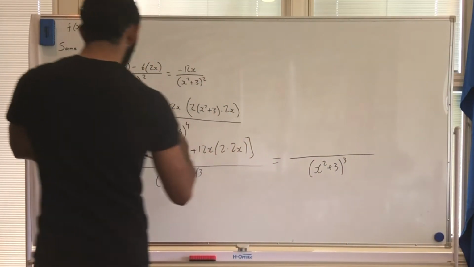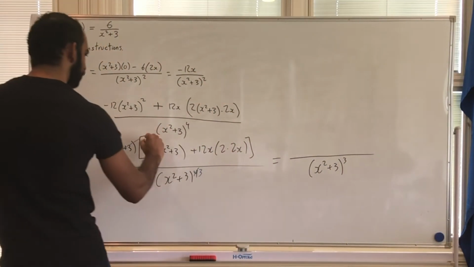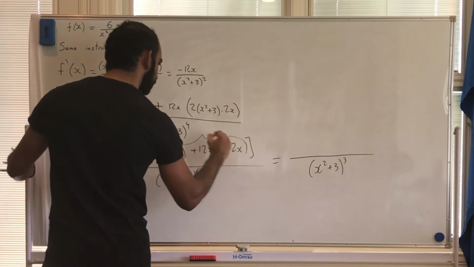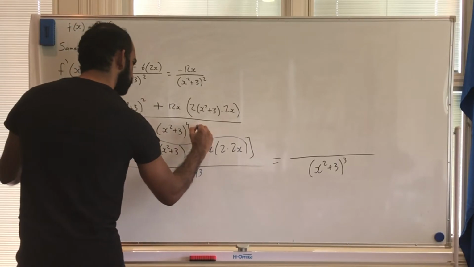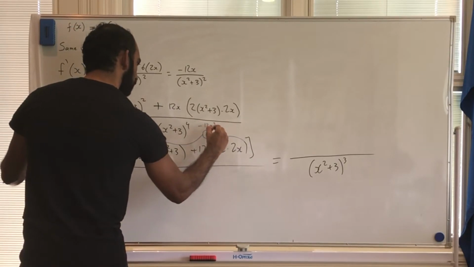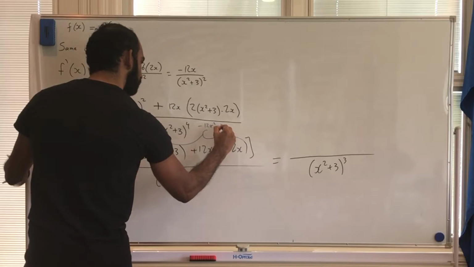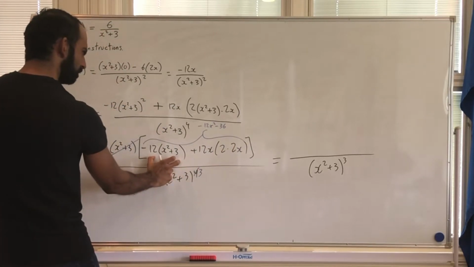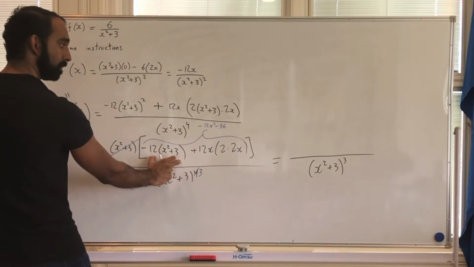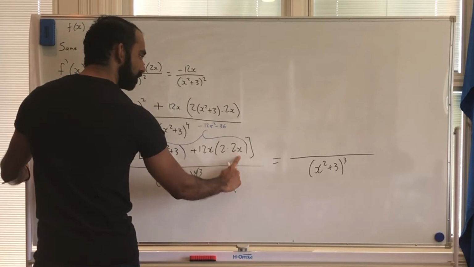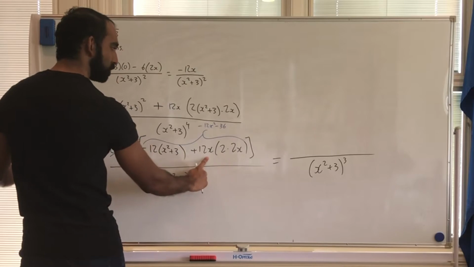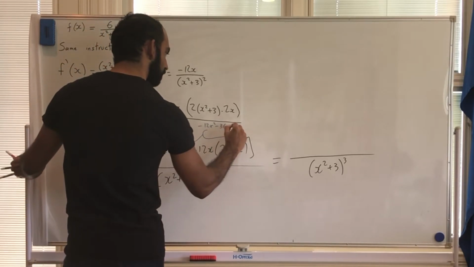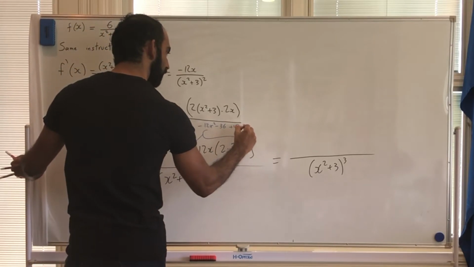Now, just to save on a bit of board space, what is this bracketed term? Let's do a little bit of that here. That is negative 12x squared minus 36 for that first term. 2 times 2x is 4x. What's 4x times 12x? 48x squared. Plus 48x squared.